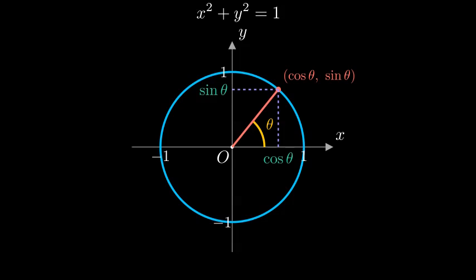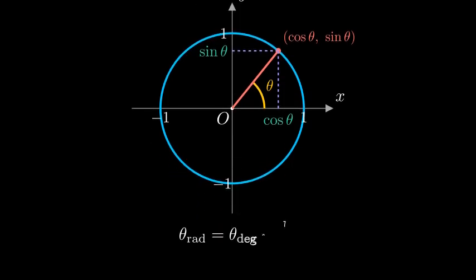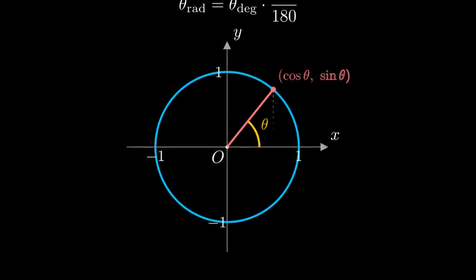Angles on the unit circle are most naturally measured in radians. Radians are defined so that a full circle is 2 pi. To convert degrees to radians, multiply by pi over 180. Let's mark the common first quadrant angles: 30 degrees, 45 degrees, and 60 degrees, which are pi over 6, pi over 4, and pi over 3. We'll also mark 0 and 90 degrees.